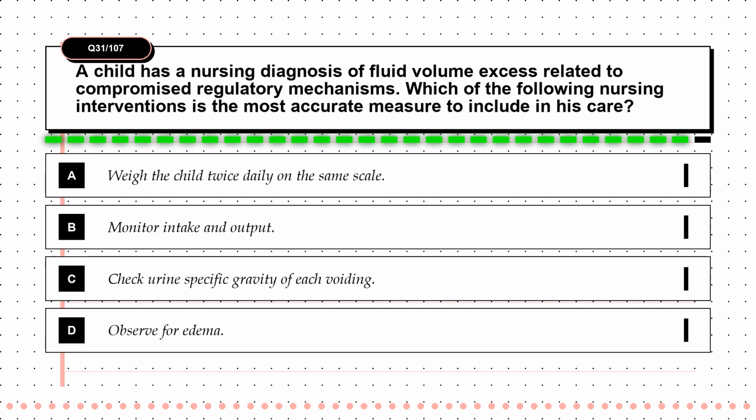Question 31. A child has a nursing diagnosis of fluid volume excess related to compromised regulatory mechanisms. Which of the following nursing interventions is the most accurate measure to include in his care? Here are the options. Option A, weigh the child twice daily on the same scale. Option B, monitor intake and output. Option C, check urine-specific gravity of each voiding. Option D, observe for edema.